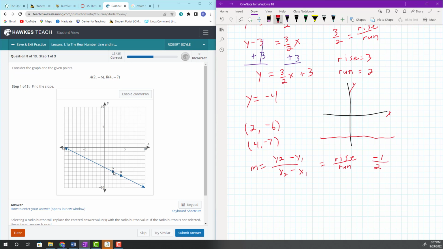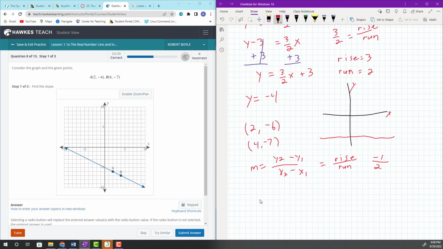Now notice that we always want to run along the x-axis, so when you do this, you always want to start with the leftmost point. So we start here, go down 1, rise of -1, go over 2, 1, 2, run of 2. So the slope should be -1/2.